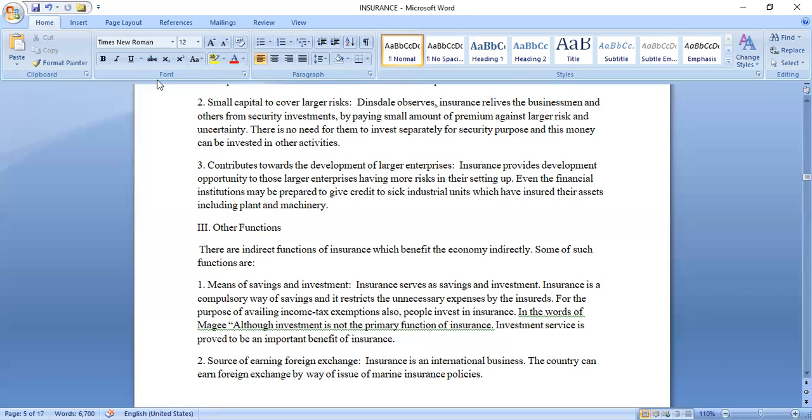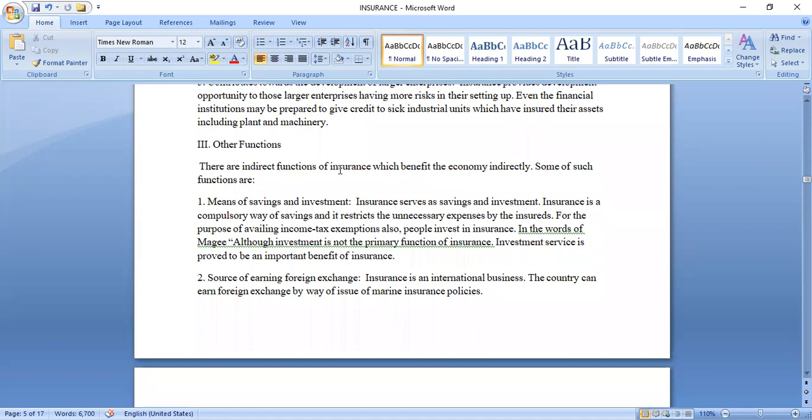In getting these loans, of course, at the end of the day, it is boosting businesses, it is increasing economic activity, and it is contributing towards the development of these larger enterprises or businesses. All right, so those were the secondary functions of insurance.